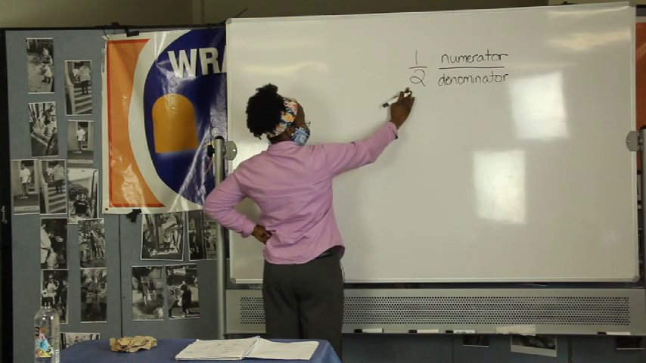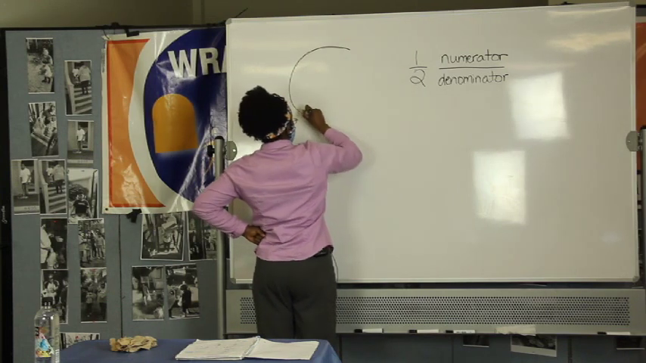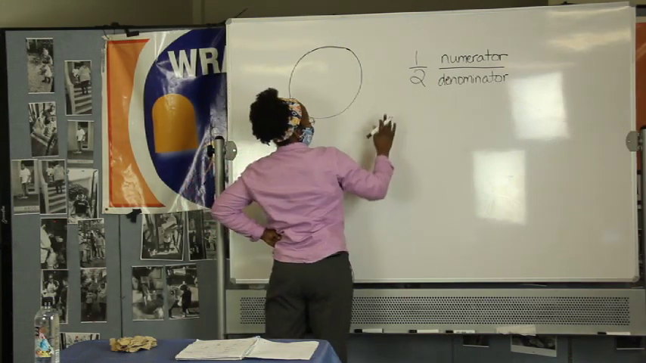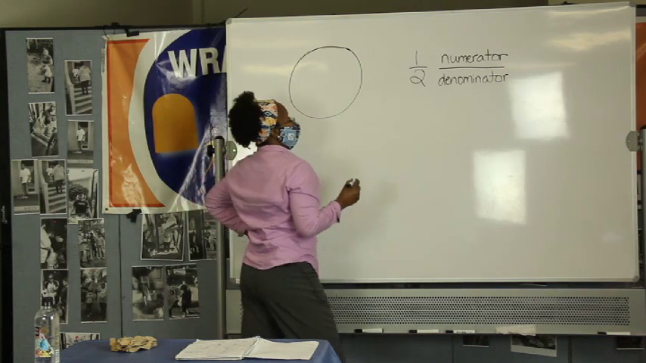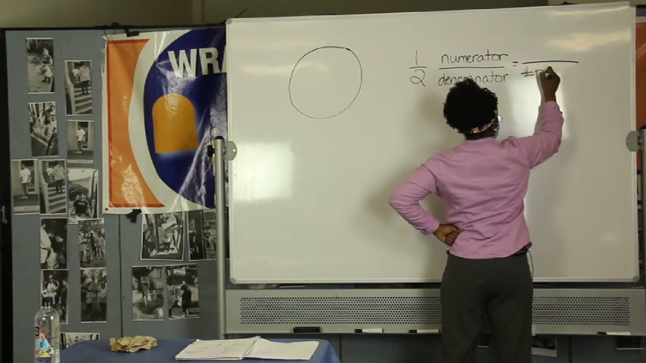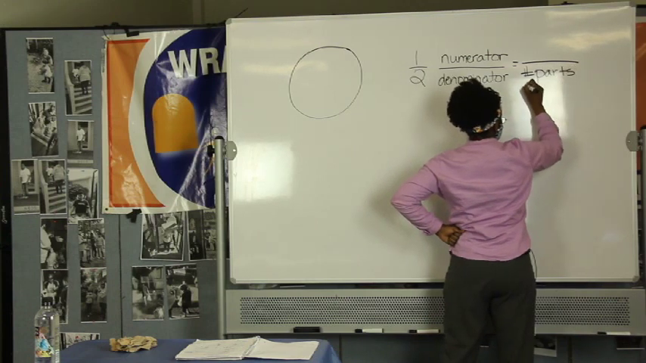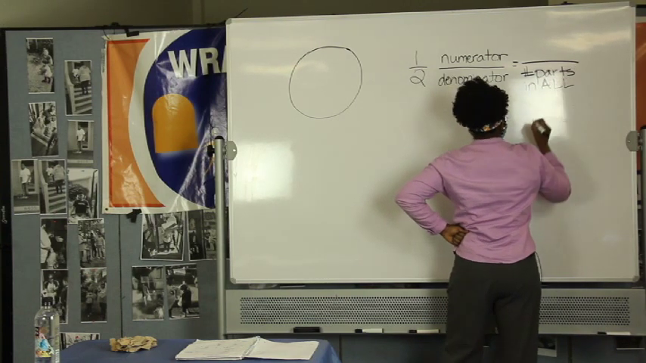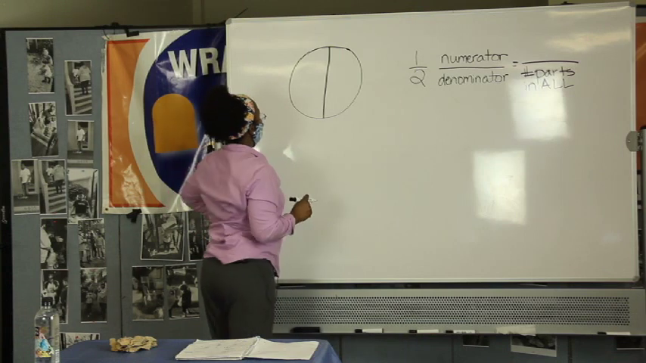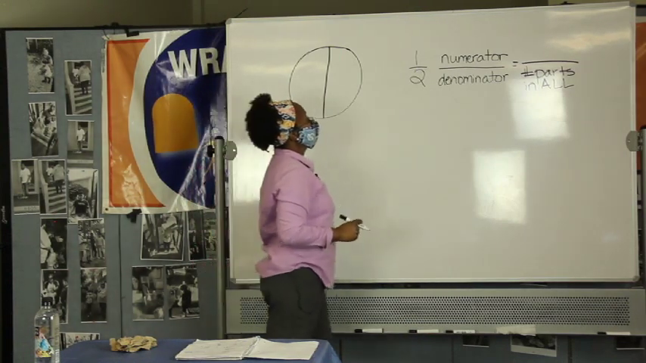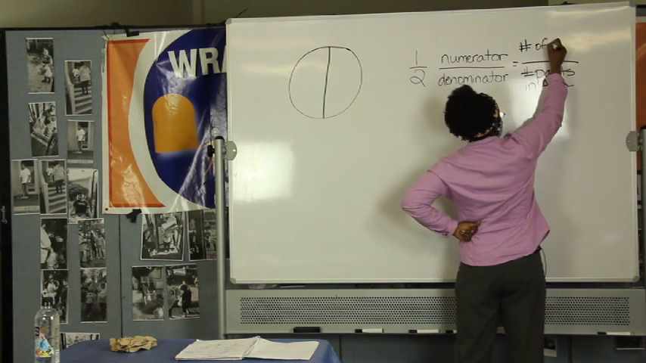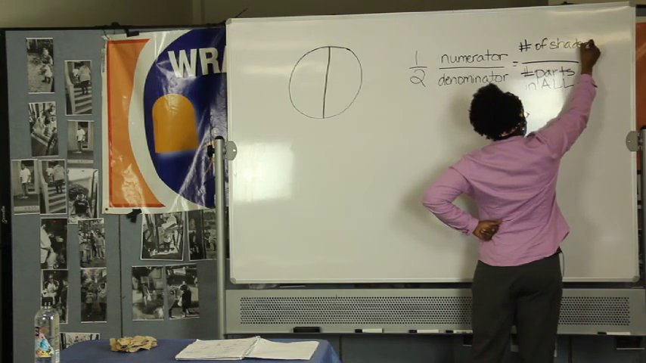So how we represent this with a picture, I'm going to use a circle first. So the top number, let's start with the bottom number, the denominator. The denominator is the number of parts you have in all. Trying to use simple terms here when talking about it. So we have two parts. The numerator is, in this case, going to be the number of shaded or colored parts.